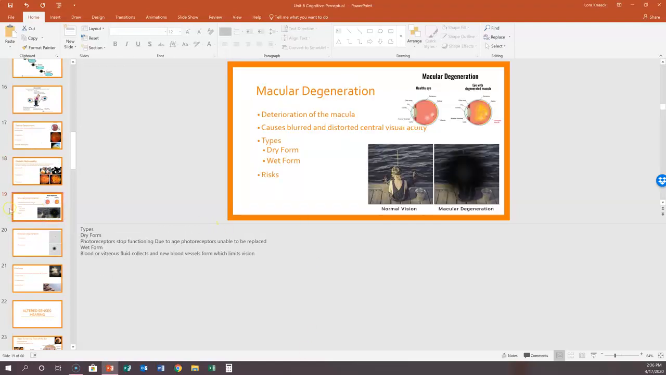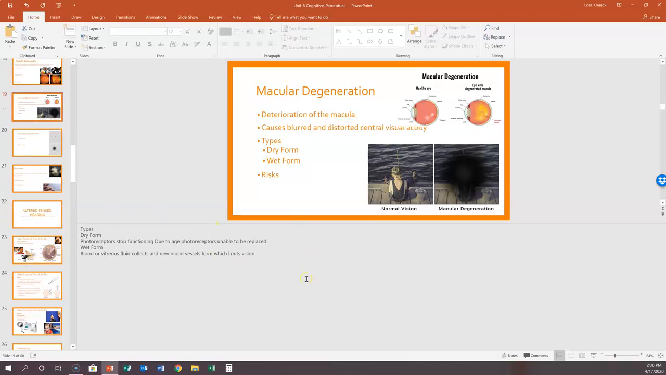All right, the next one is macular degeneration. Macular degeneration is a disorder of the eye in which there is a deterioration of the macula. Without the macula, there is blurred and distorted central visual activity. There are two types of macular degeneration: the dry form and the wet form. The dry form is way more common. Only about 10% of the cases are the wet form.